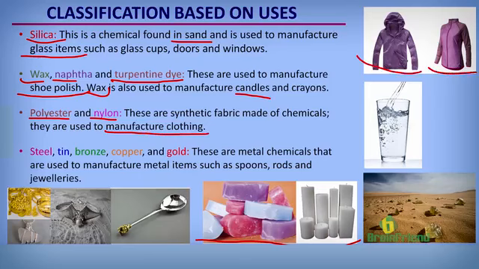We also have steel, tin, bronze, copper, and gold. All of these are metal chemicals. Metal chemicals are used for the manufacture of metal items such as spoons, rods, and jewelries, or any other metal item you can think of. They are manufactured using metal chemicals.